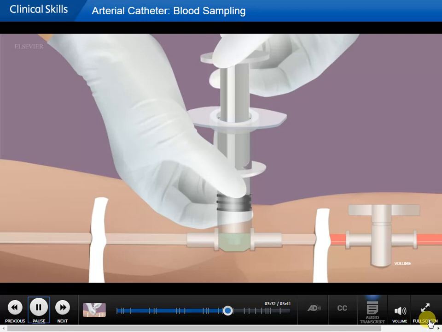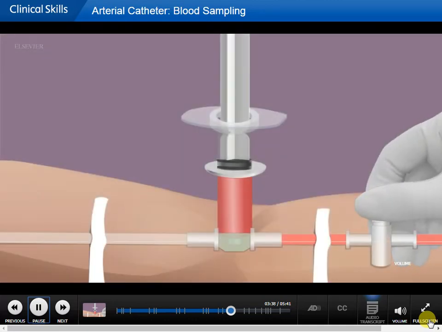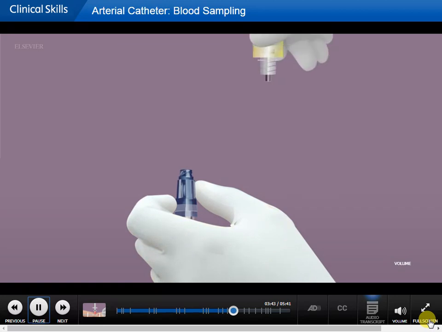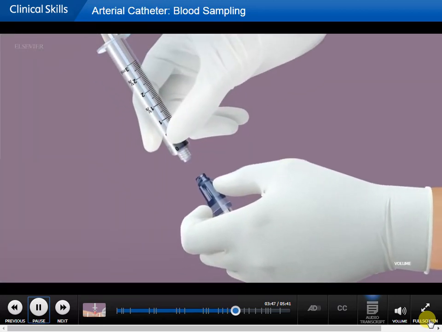Closed arterial blood sampling system. Slowly and gently pull back on the blood withdrawal reservoir plunger until the reservoir is full. Close the stopcock by turning the handle perpendicular to the tubing. Attach a needleless cannula to either a sampling device or an ABG syringe.